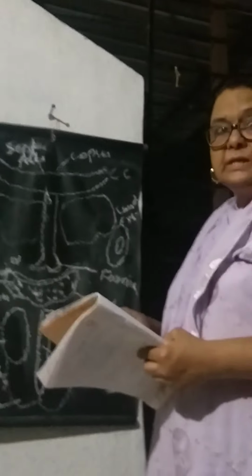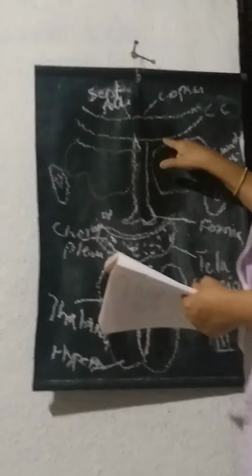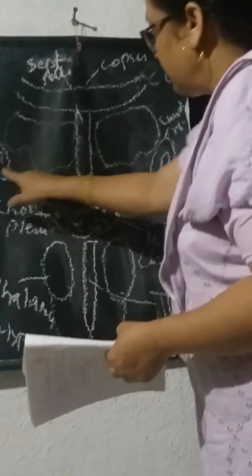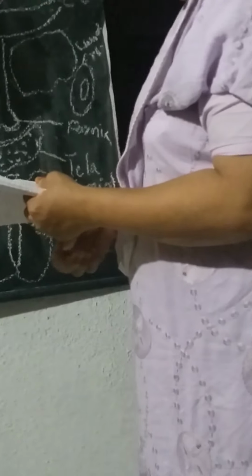Now, the relations of the central part. The roof of the central part is formed by the corpus callosum. This is the roof of the lateral ventricle. The floor is formed by the caudate nucleus on either side.